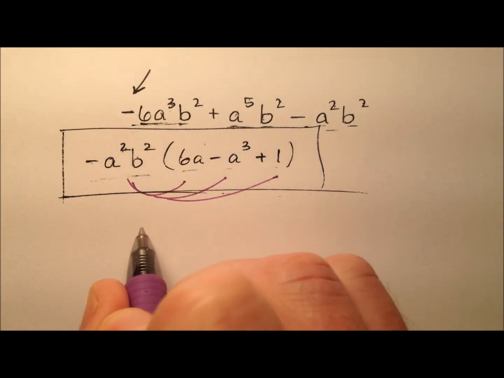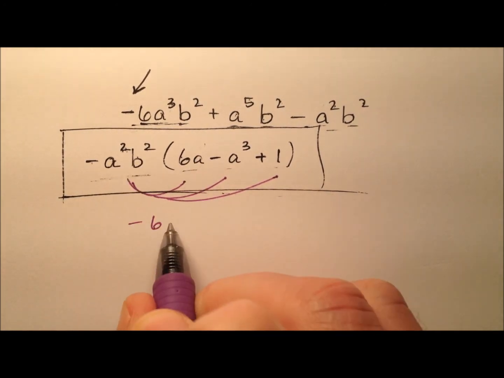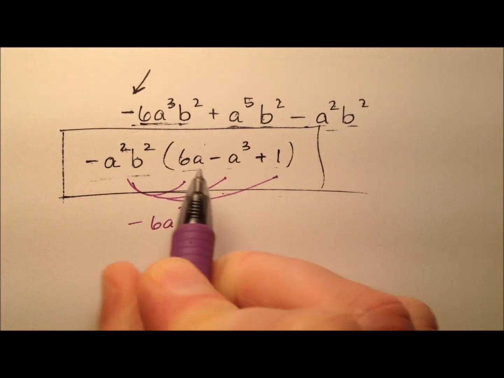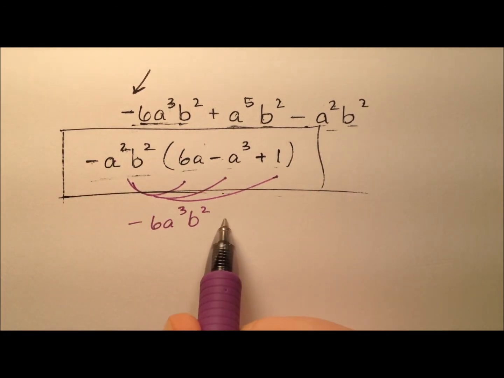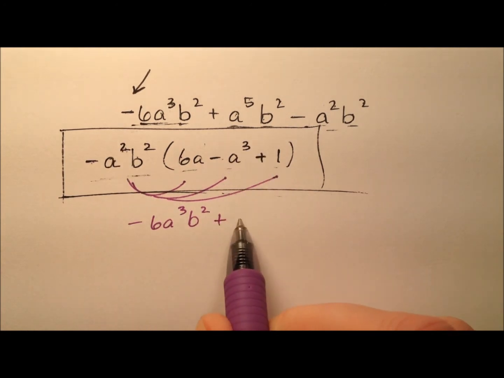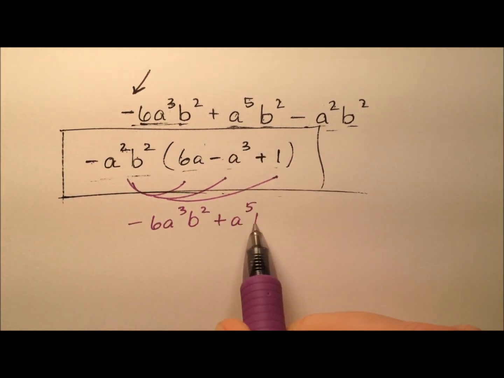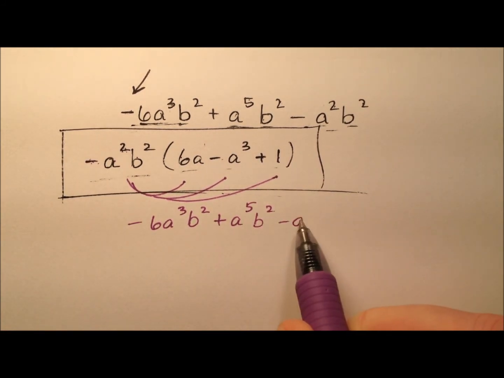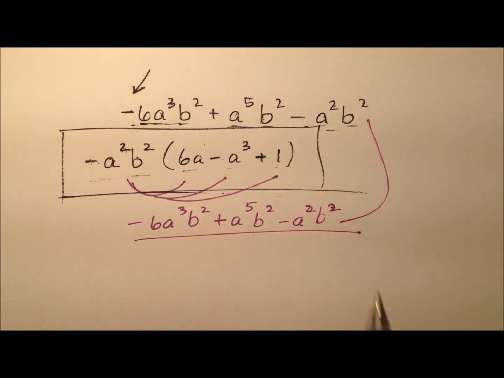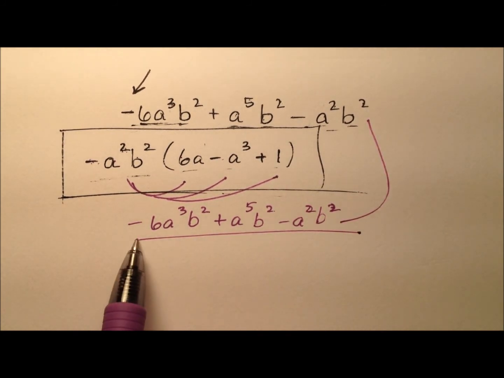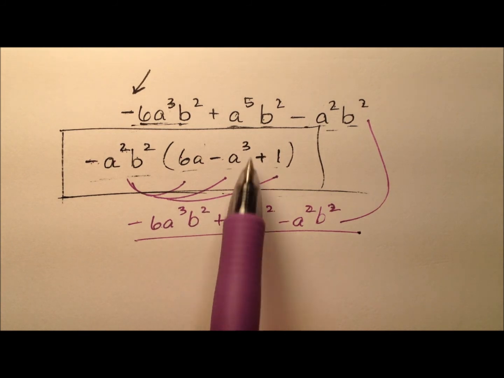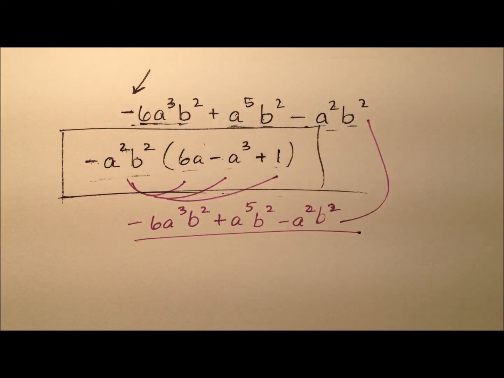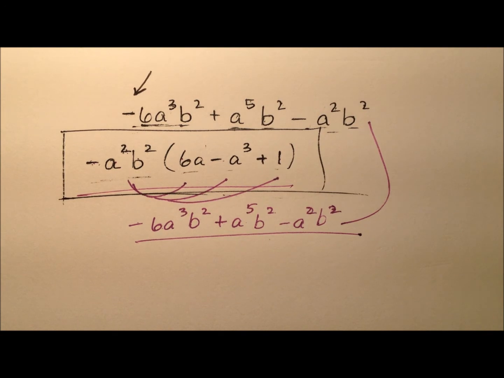So negative 6, a cubed, b squared, okay? Negative and a negative makes positive, and then a to the 5th, and then b squared, and then positive and a negative makes a negative, and then 1 times that, of course, is just going to be that. Okay, so what does this look like? Well, it looks like exactly what I started with. So negative 6a cubed b squared plus a to the 5th b squared minus a squared b squared. So I know I have factored this using the greatest common factor correctly.